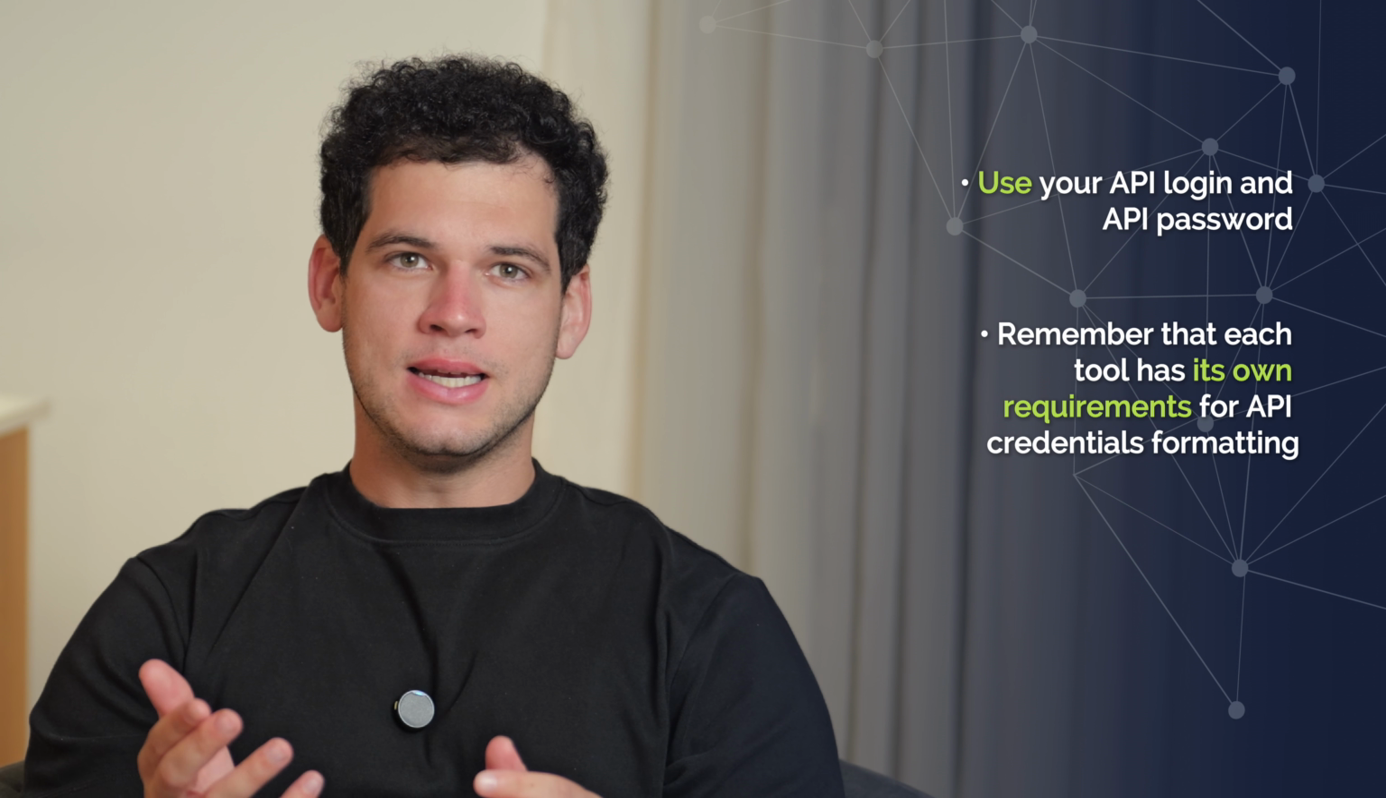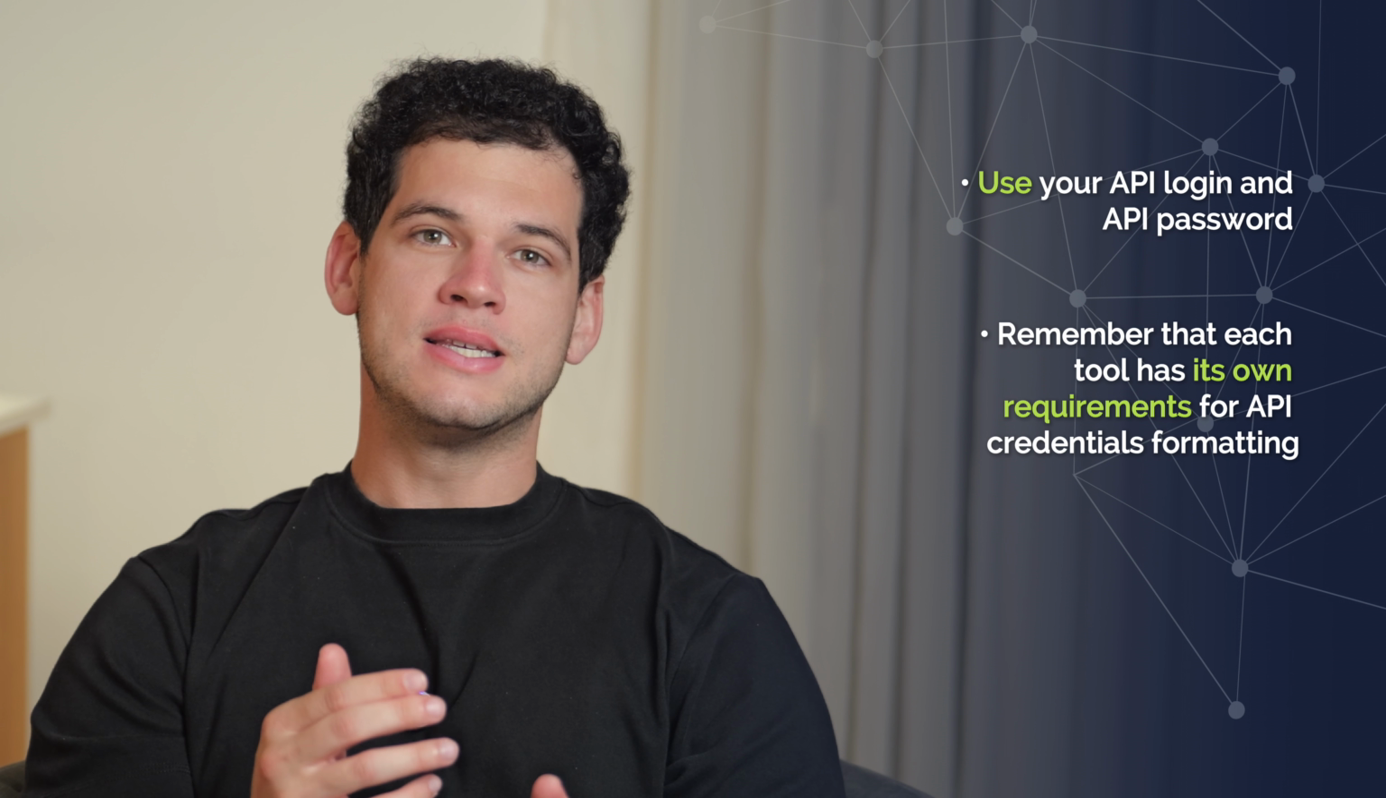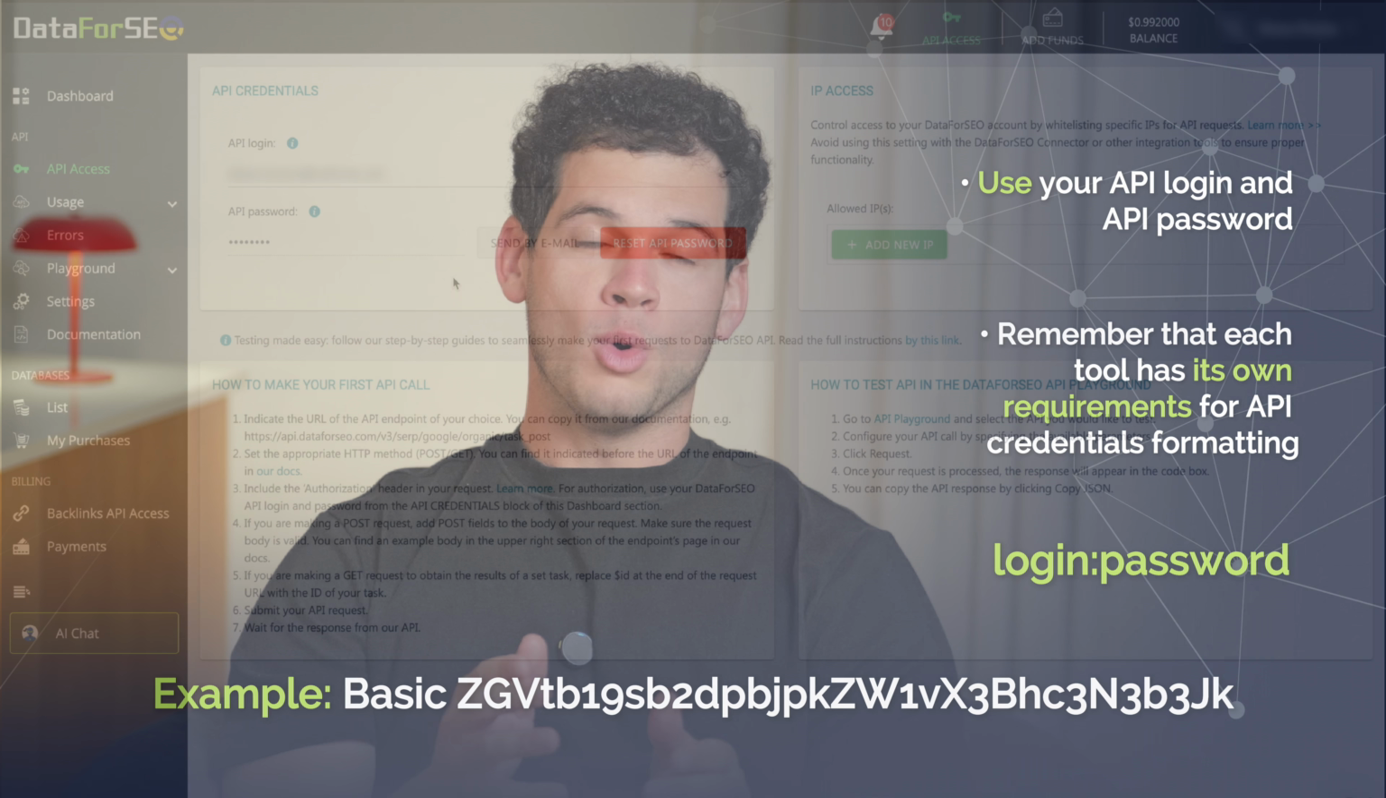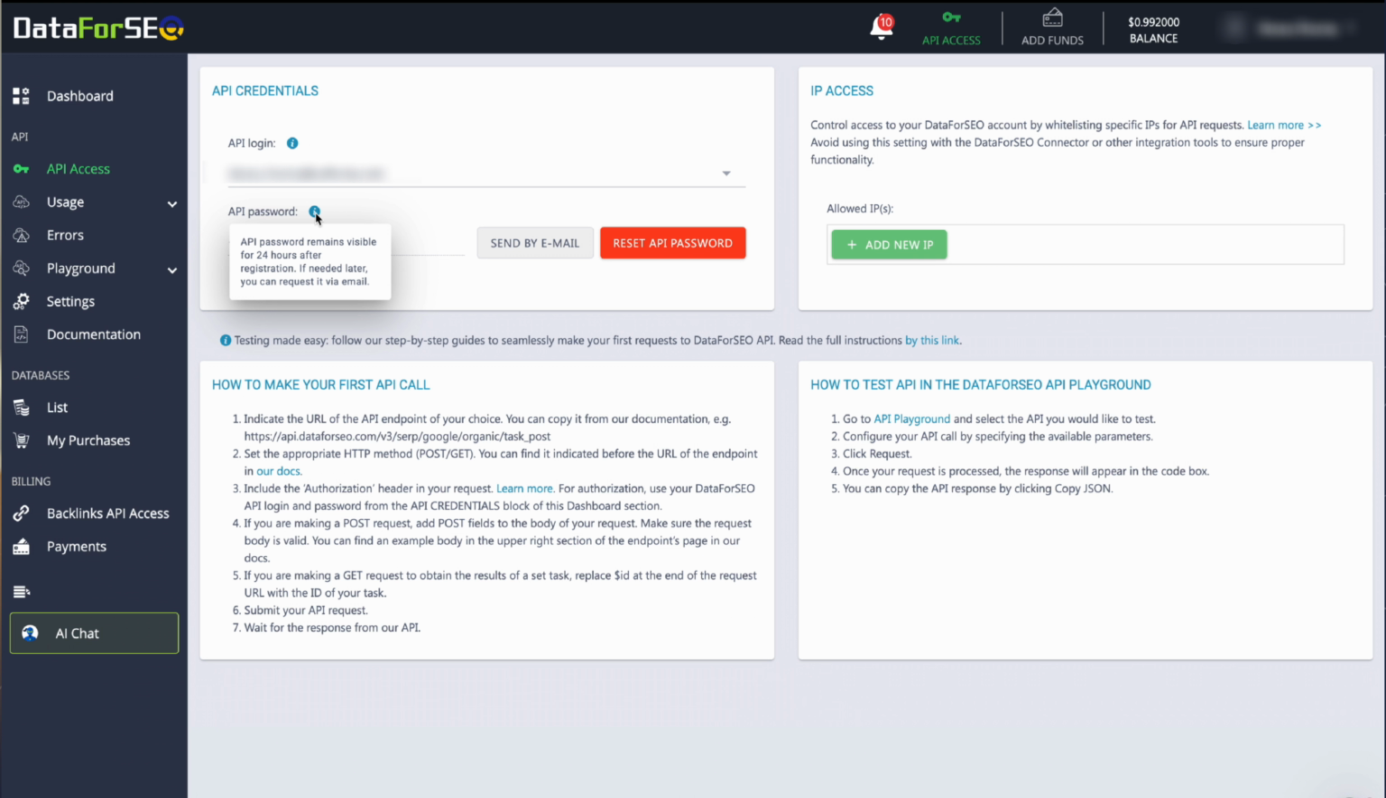Remember that each tool has its own requirements for API credentials formatting. In some cases, you just drop the API login in one box and the API password in another, but there are more demanding cases too. For instance, ChatGPT needs an authorization header in the basic format with base64 encoded login and password. Note that your base64 encoded API key will be visible in the API access section of your account dashboard for the first 24 hours since registration. Later on, you can always click send by email and we will email you your API login and password, including the base64 string that you can copy. Since every client is different, the safest path is to follow the specific setup guide for your tool. All links are in the description.